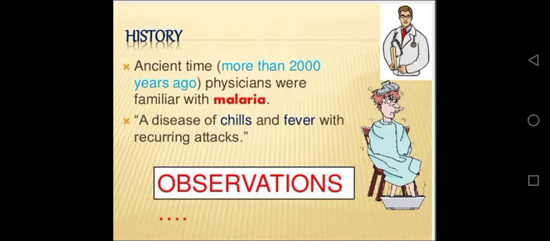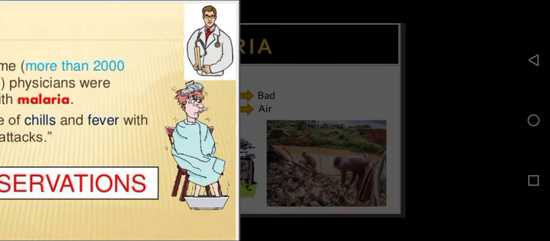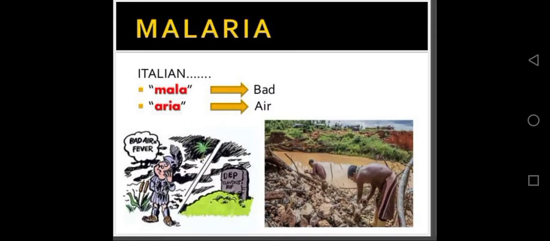So, the people of ancient times thought that we are living in marshy places with bad air, and we are suffering from malaria, and the people have a physical condition, fever. So, malaria is an Italian word: mala, bad, aria, air.